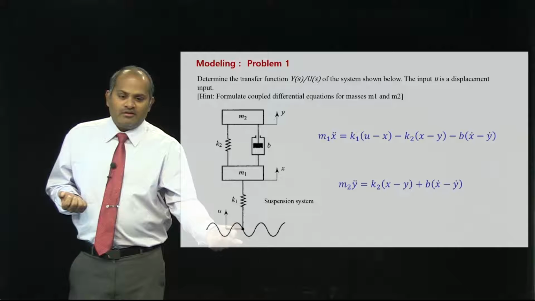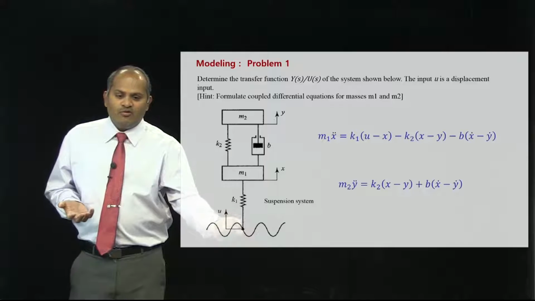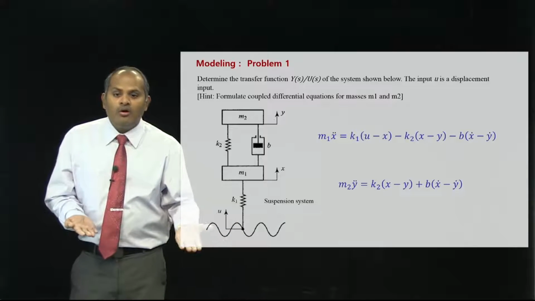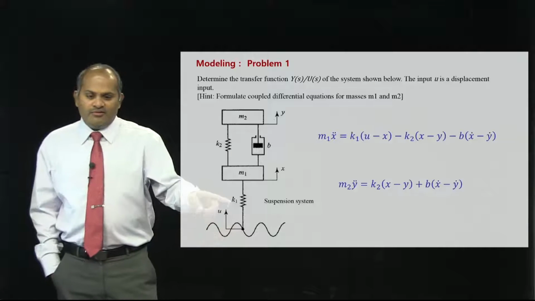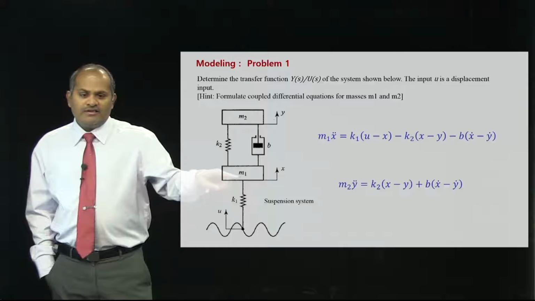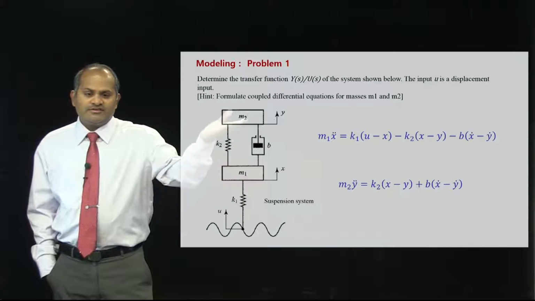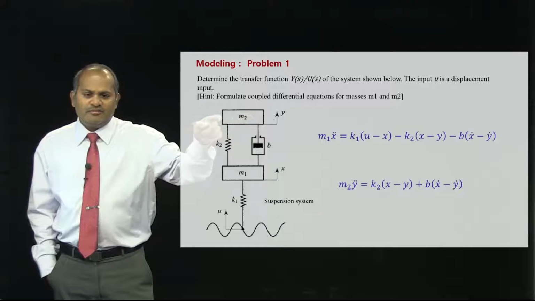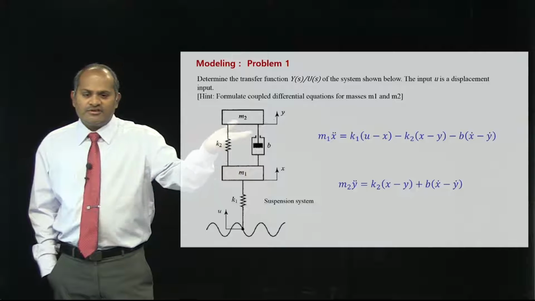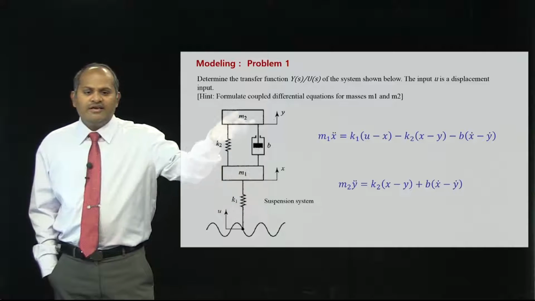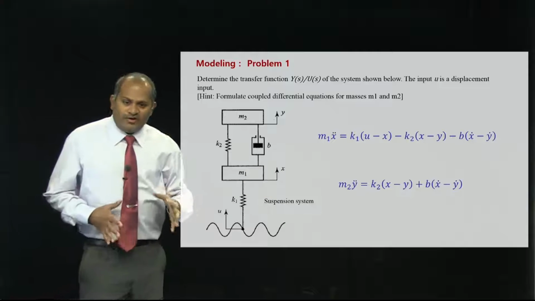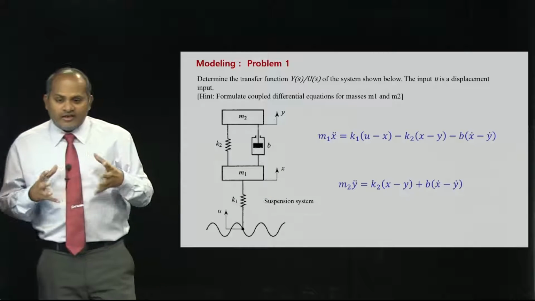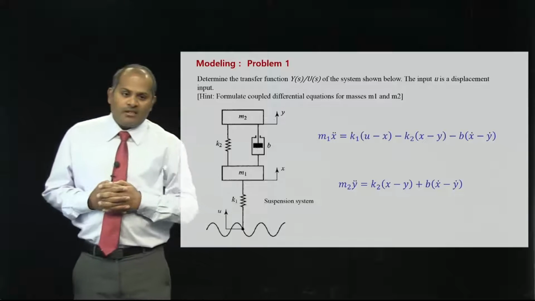Now, the input is caused because of the force exerted by the road on the wheel. If you understand that, this u applies the force to the spring and then this mass moves, and this mass is connected to another mass here. So, there is a compression here and this will finally also move y and also x. If you understand this point, then we can look at the modeling.